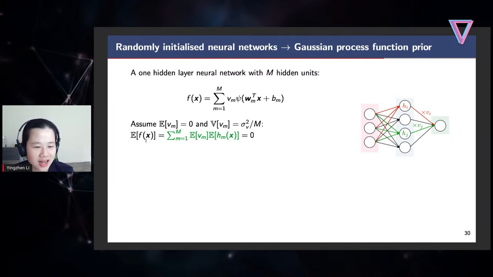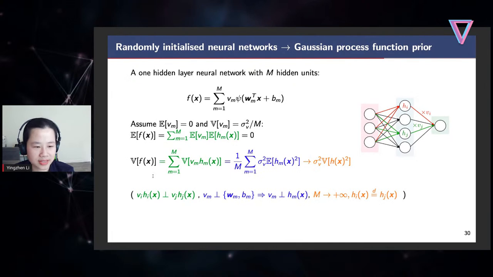So first, it is easy to see that the expectation of F is zero, basically because V_i is independent of H_i, so you can basically factorize out, and then V_i has mean zero. Okay, so that means this function has mean zero. So now let's see the variance.